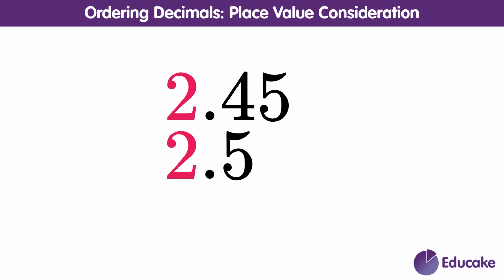In the tenths column we have a 4 and a 5, and we know of course that 5 is bigger than 4, so we don't need to go any further. We already know that 2.5 is the bigger number. We don't even need to look at that hundredths column.